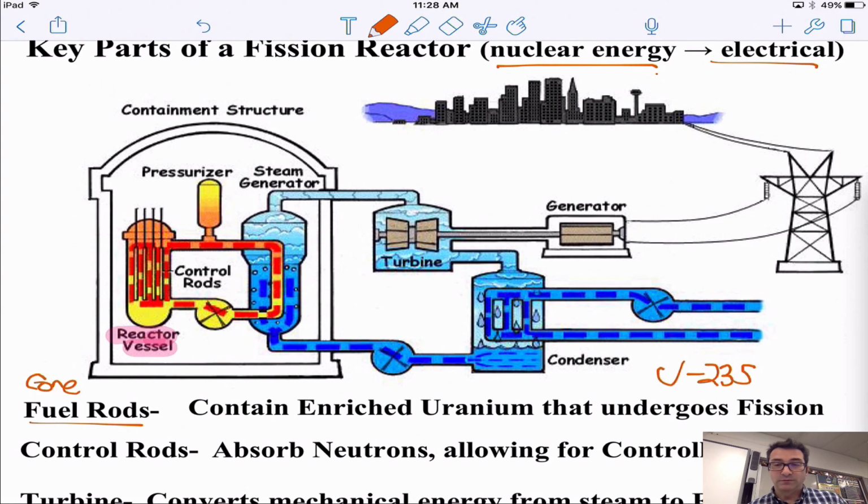But like I mentioned before, we want to control this reaction. And so we need something called control rods. The control rods generally get inserted between the fuel rods, and they actually absorb those neutrons that we saw in the reaction on the previous slide. If there are fewer neutrons available to react, then they won't have this uncontrolled chain reaction.